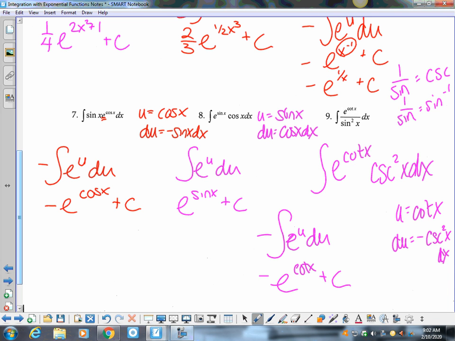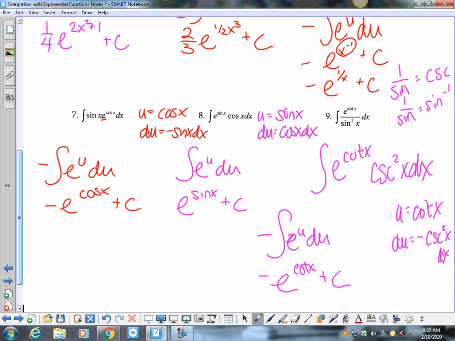Number 13 through 20. Okay, here's your hint for 13 through 20. U doesn't always have to be the exponent. Don't forget all the other rules you know. Because look at number 13. If you let your u be an x, what's your dx? Or what's your du? If you let your u be x.